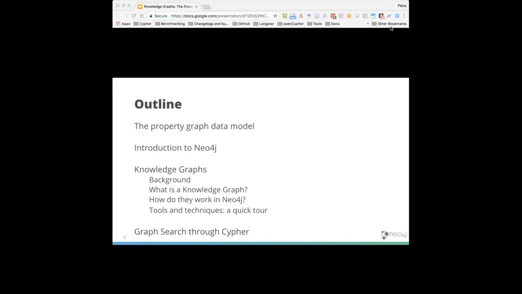Also, my particular take on what a knowledge graph is. What is it? How is it used? Why do we need it? That sort of thing. Also, how we envisage using it within Neo4j, and various tools and techniques you can use to manage your knowledge graph, how to take it forwards into the future and how to use it effectively. And then the last part of the talk will be about graph search through Cypher.